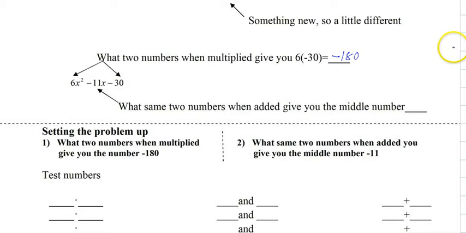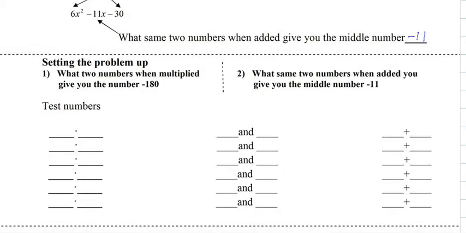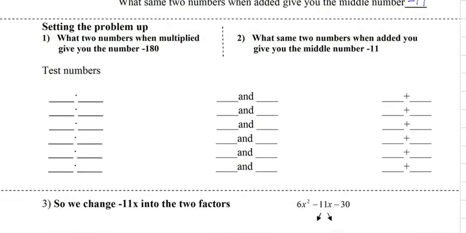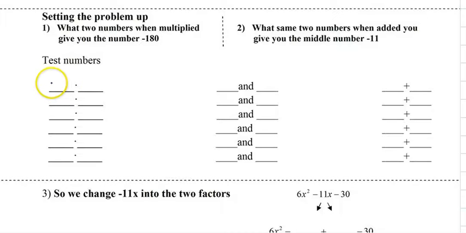Alright, and then we're looking at the middle number again. So what same two numbers when multiplied give you 11? So we need two numbers that when multiplied equal the product of these two, and when added give us the middle. It's a massive number, negative 180, which is why I picked it. This is not quick. Alright, this is a technique. So we take the negative 180 and you break it up.